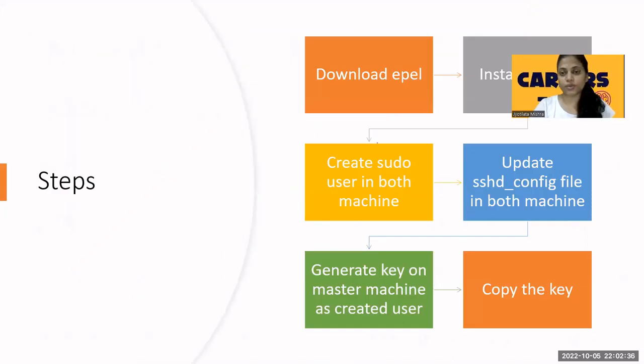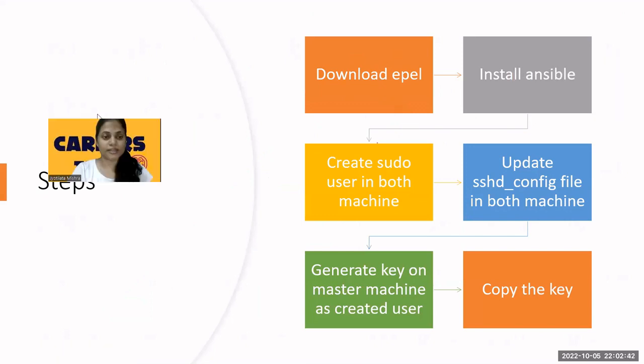Tell you the steps what we'll do. We'll download a package on the machine which we want to make as a control server or the main server. On that we'll install Ansible, and then later on we have to do some changes with respect to user creation. We'll create a user because through the root user you don't want to do those SSH.